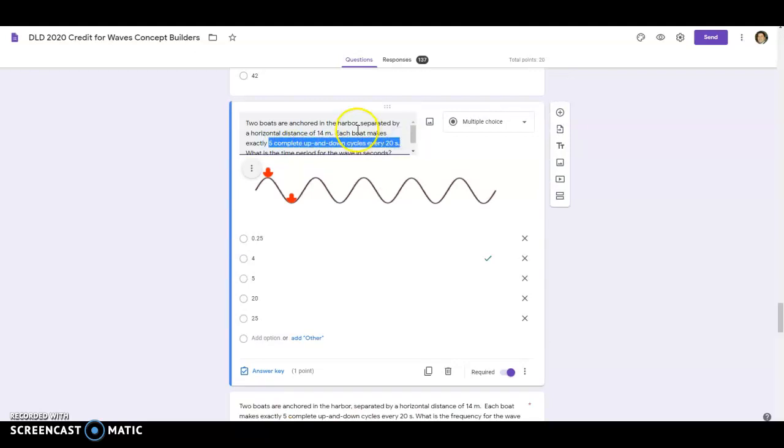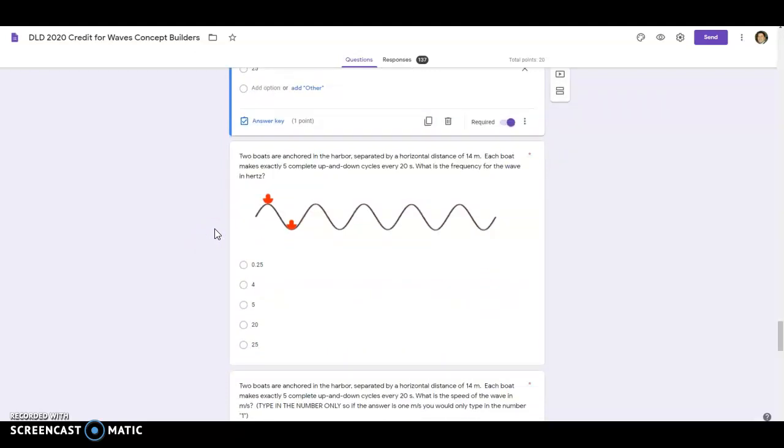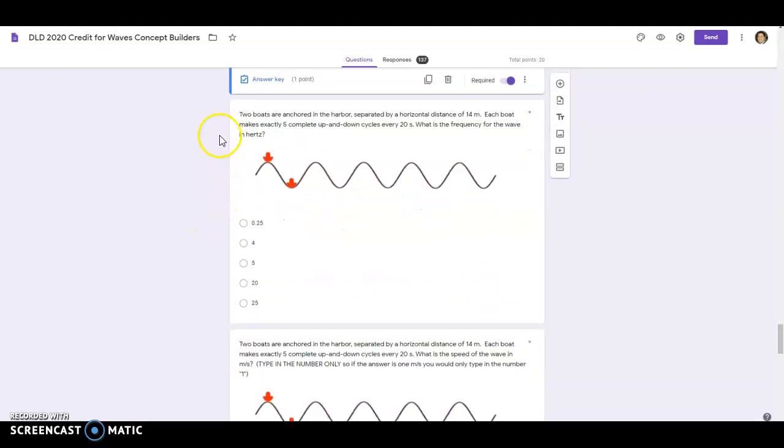Okay? What is the period? Period has to do with time. Time period is how long for one complete up and down cycle. So that's 20 seconds for 5. 20 divided by 5 is 4 seconds. 4 seconds.